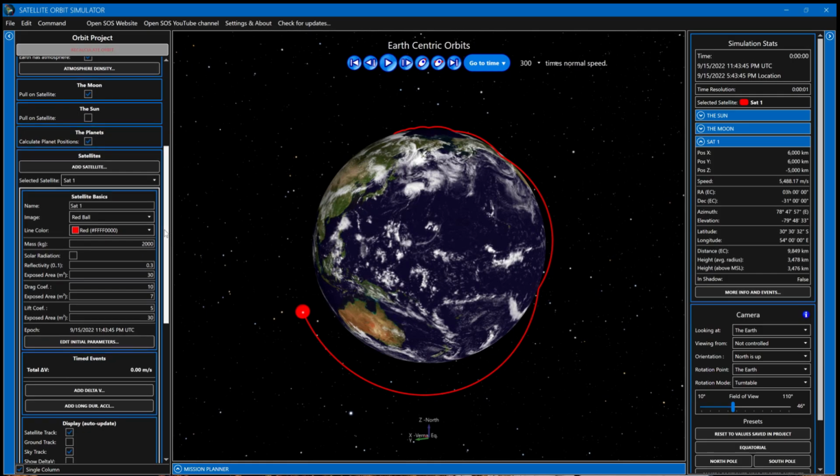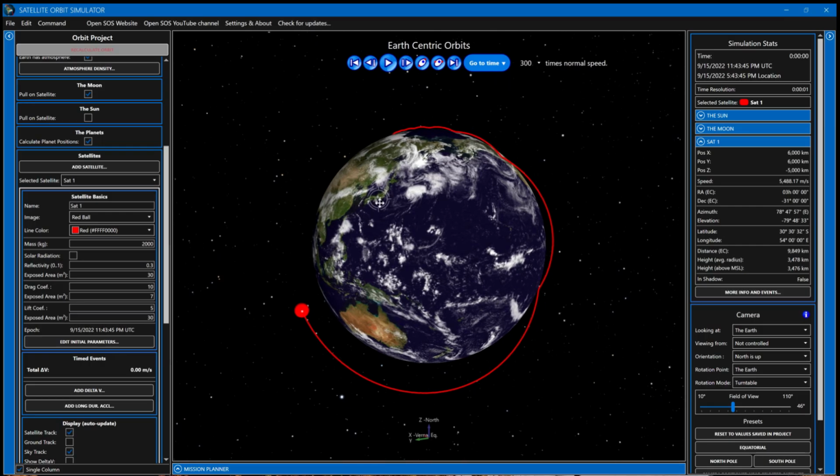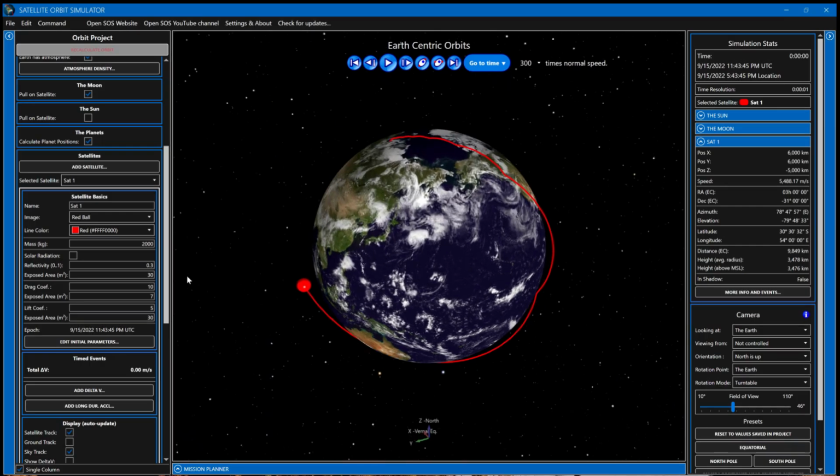Note also that the distance between skips gets shorter each time as the momentum is used up by drag in the atmosphere. If not for drag, the spacecraft would continue to skip forever. Go to the left side control panel and look at the drag and lift coefficients for the spacecraft. Note that the lift coefficient is 5, while the drag coefficient is 10.